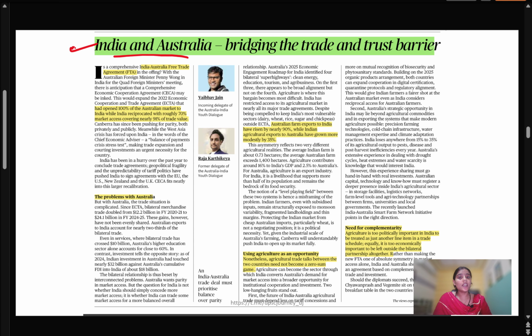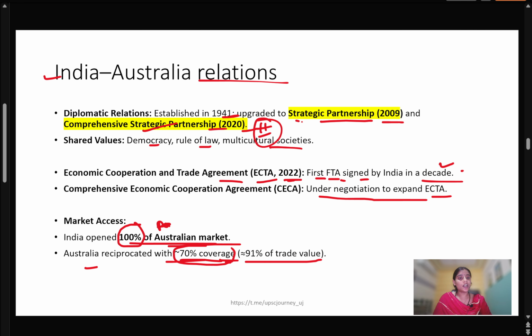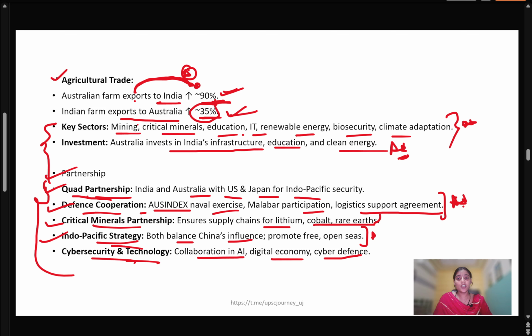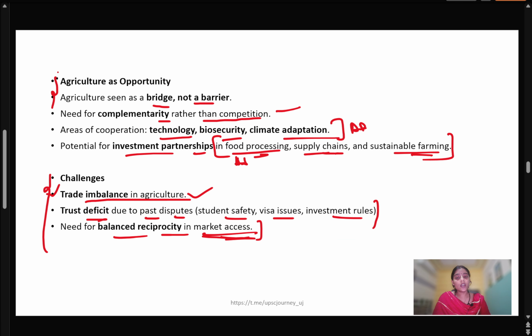After that, we have seen India and Australia partnership, where we are working on strategic partnership, and then a comprehensive strategic partnership. And these are the key areas on which India and Australia are working or looking forward. That means mining, critical minerals, education, IT sector, renewable energy, biosecurity, and climate adaptation. At the same time, we have partnership as a Quad partnership, defense cooperation, critical minerals, Indo-Pacific strategy, and then cybersecurity. Again, we have opportunity in agriculture field, and these are the challenges.